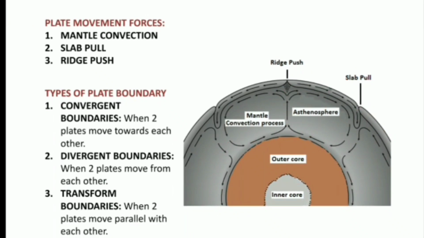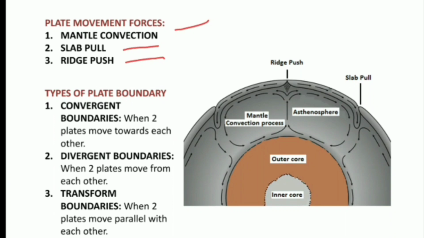So those plate boundaries are mainly responsible for the formation of different kinds of landforms over our earth crust. Now the question arises, why are those plates moving like this? So here we have different plate movement forces. First we have mantle convection, then slab pull and ridge push. What are those? Just have a look.